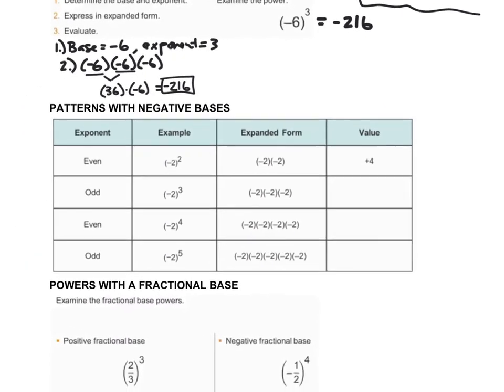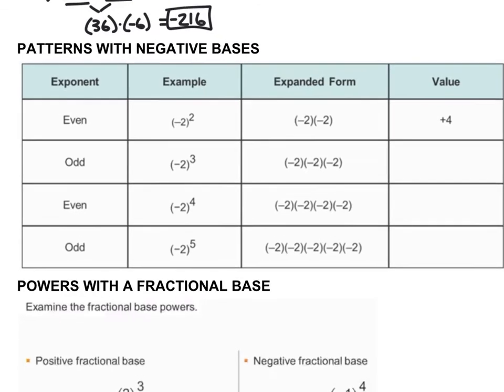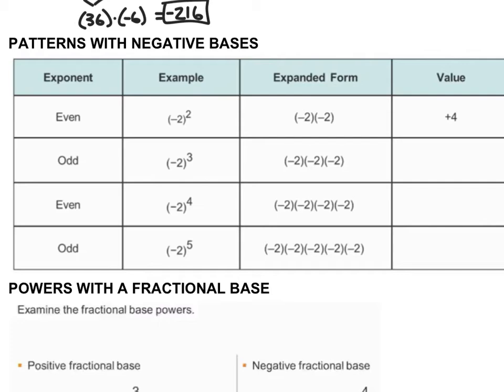So let's look at some patterns here, all right? I want to square -2, raise it to the second power. Take -2, raise it to the third power. It's also known as cubing it. -2 to the fourth power, -2 to the fifth power, okay? And notice that the base is the same. The base is -2, okay? But what is changing in this table is the value of the exponent, okay? So we've got an exponent of 2, 3, 4, and 5.